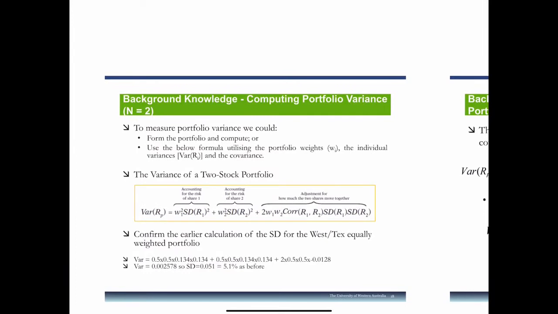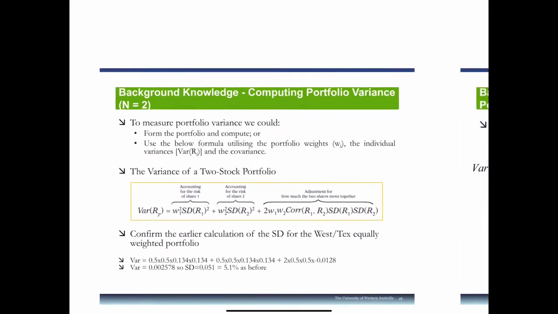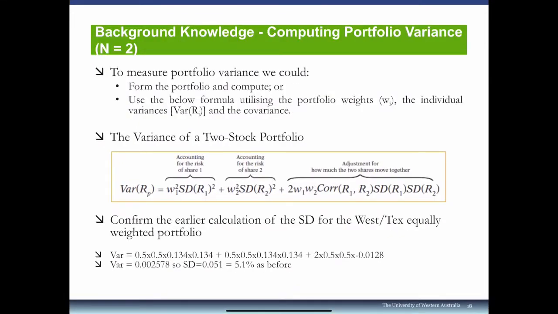So which means we can now calculate our portfolios of West Air and Tax Oil from the previous slide. This is another way to calculate variance.